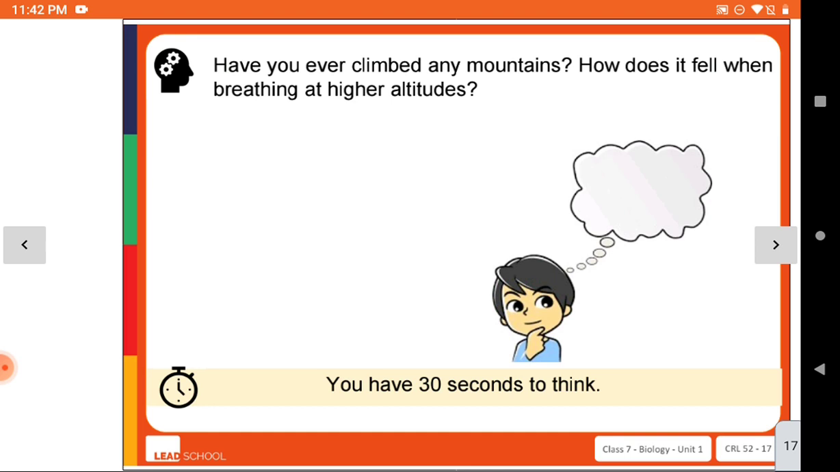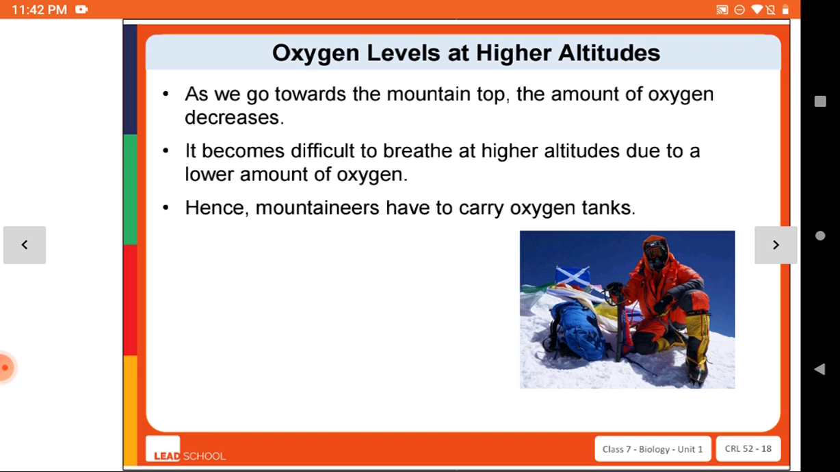Have you ever climbed a mountain? How does it feel? Breathing at higher altitude is difficult because the oxygen level decreases at higher altitude and greater height. Hence mountaineers carry oxygen tanks.